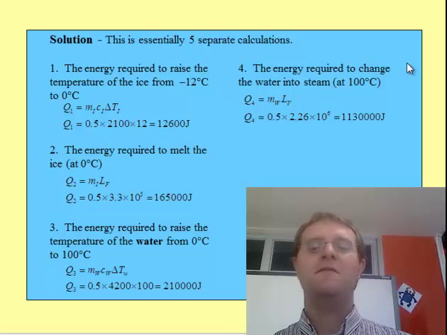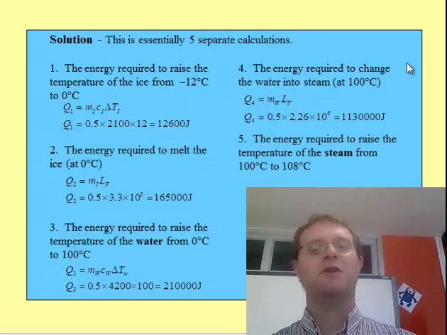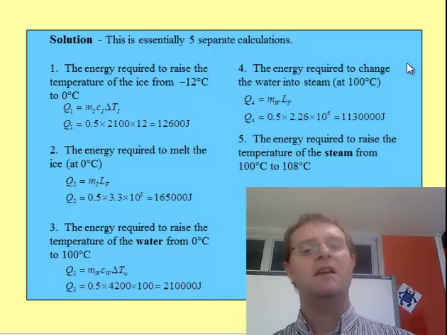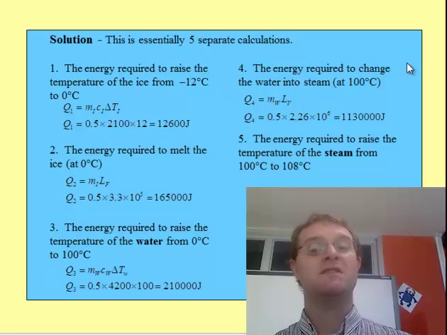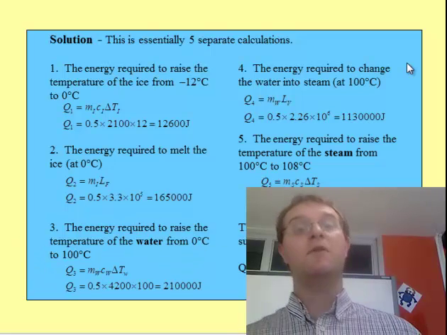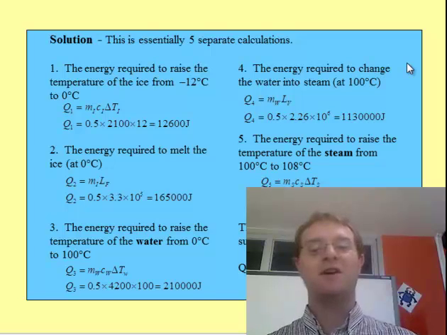heat of vaporization. And final step, the amount of energy required to heat steam from 100 degrees to 108 degrees. Again, we're going to need a different specific heat capacity of water, but this time specifically in the steam state. Last but not least, you need to think about the energy required for all of these stages is the sum of the total energies. So if we add those up, we find out how much energy is required to increase the temperature of ice at minus 12 degrees to steam at 108 degrees.